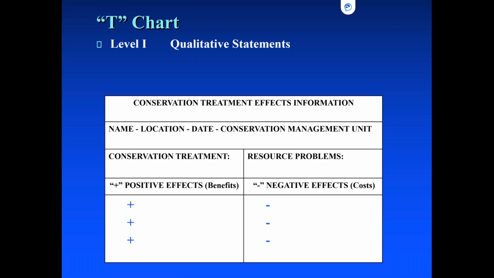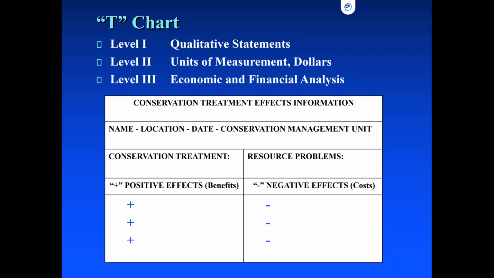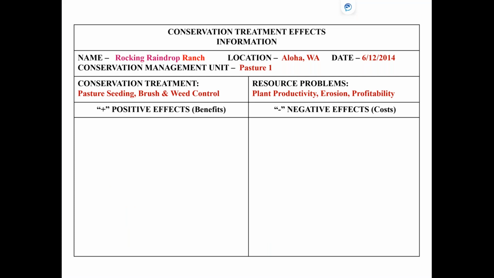Okay, so level 1, let's do it again. Level 1 is qualitative statements. Level 2, you add units of measurement, you add costs that we know about, financial assistance that we know about. Okay, level 3 is a little deeper economic and financial analysis. So let's take a stab at this.